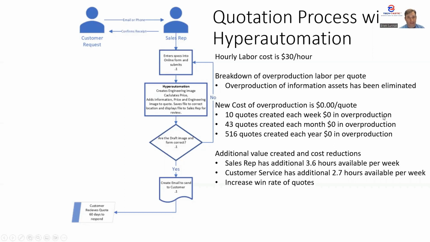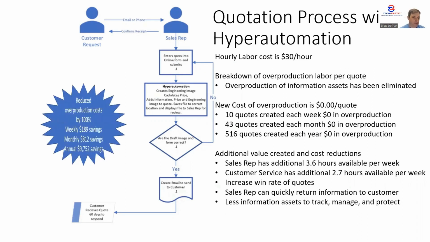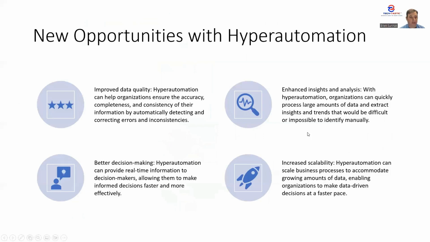We also are going to increase our win rates because now customers are getting their quotes back right away. So they're able to make those decisions and come back. You also have the sales rep going back, and with that extra time, they're able to follow up much easier. So we also, as we discussed, have less information and assets to track and manage and protect. So our reduced overproduction costs in just these manual labor costs alone, we are saving $9,752 in savings annually a year.